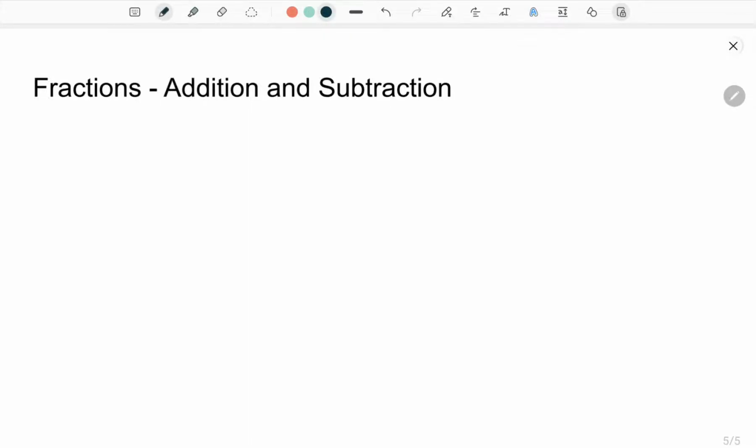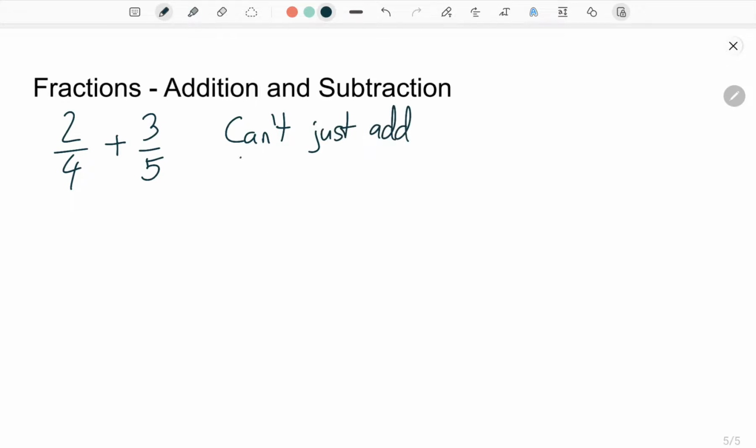Let's take a look at some addition and subtraction of fractions. This can sometimes get a little tricky, but let's try an example out here. So 2 over 4 plus 3 over 5. So we have two fractions there. We're adding them together. One important thing is we can't just add them directly. That's very important. Be very careful about that.